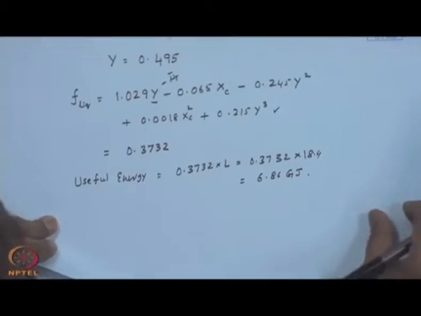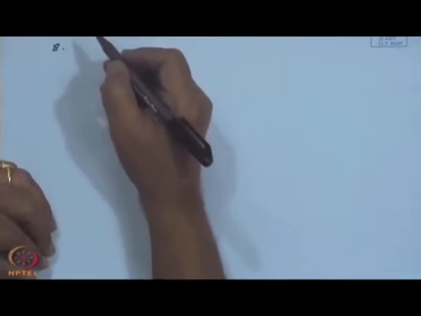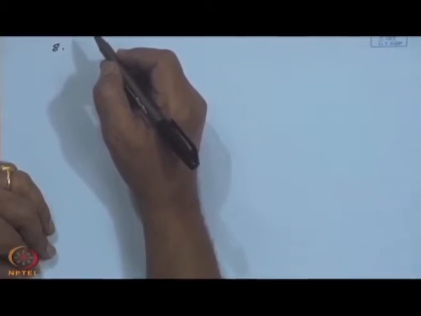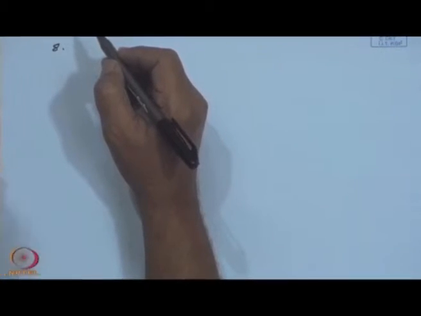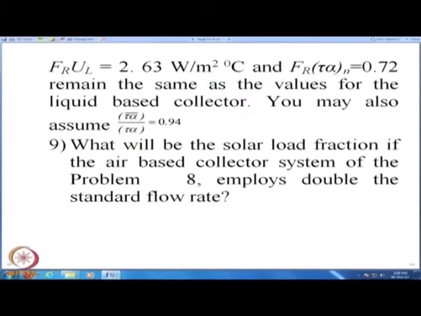50 square meters. Now, problem 8 is a slight variation. If standard flow rate and standard storage have been employed for the same FRUL and FR tau alpha bar as calculated, what will be the F? Let me just check up. Right, what will be the solar load fraction if air based collectors with standard flow rate have been employed with standard storage and assume FRUL is equal to so much and FR tau alpha.